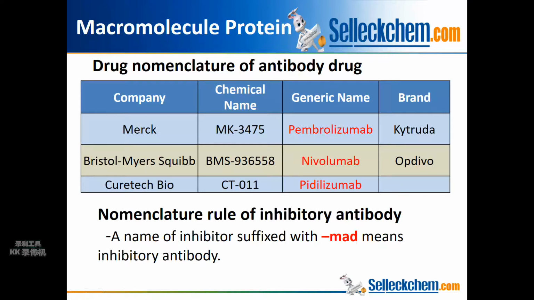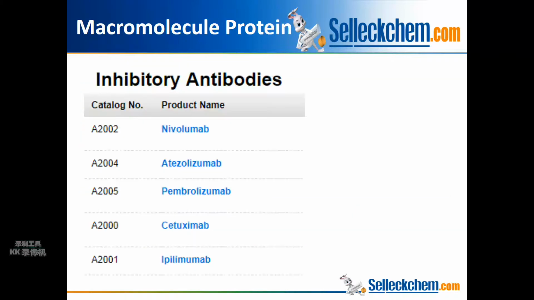We could find another interesting fact. In clinical stage, all the names are suffixed with MAB, which comes from monoclonal antibody. So we can conclude that the name of inhibitor suffixed with MAB means inhibitory antibody. Selicam also provides this kind of inhibitor. So far, we provide 5 inhibitory antibodies.